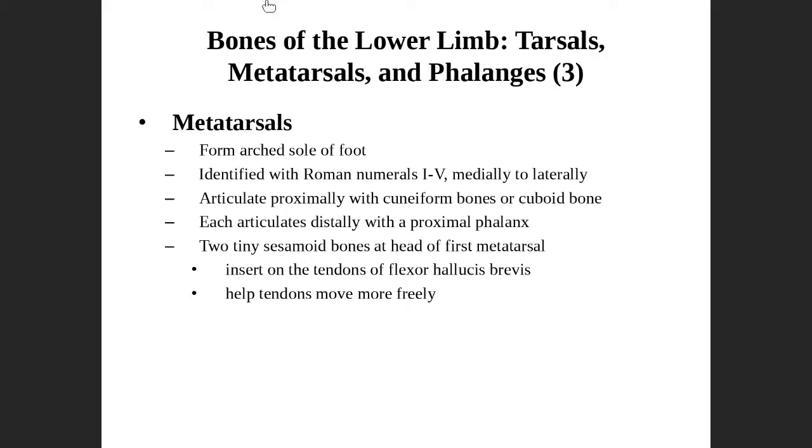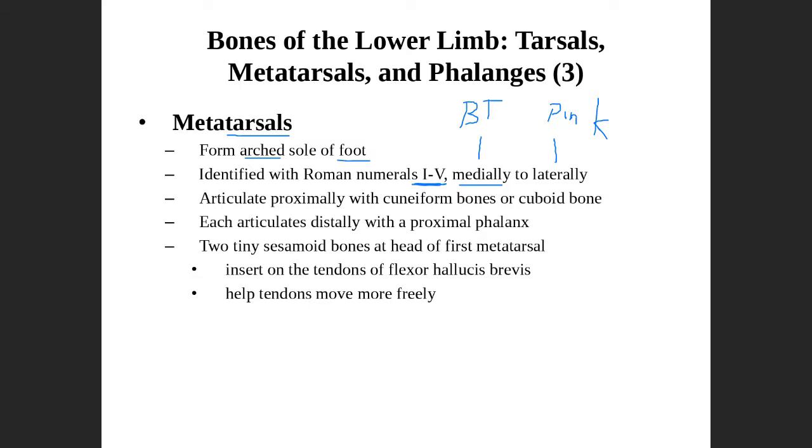Metatarsals, same thing as we saw up in the wrist. Instead of saying carpal, we say tarsal because we're talking about the foot. So we number them the same exact way, Roman numeral 1 through 5, starting medially. What does that mean? We start with the big toe, the BT, or the hallux, and then we go out to the pinky toe. The metatarsals are going to help to form the arches in your foot.